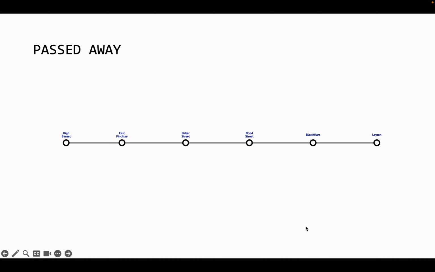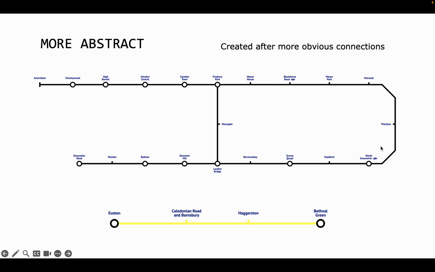And then obviously Bond Street is up there for my godmother. So yeah, I did cry going through Leighton recently. That was rough, but yeah, I just feel like I've soaked all these stories up now. More abstract. These are created afterwards. So this is the line of people that you don't talk to anymore, but you still think of them.